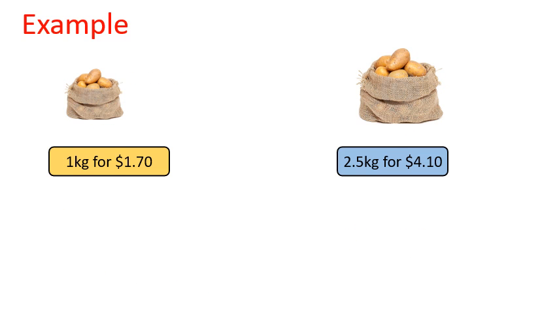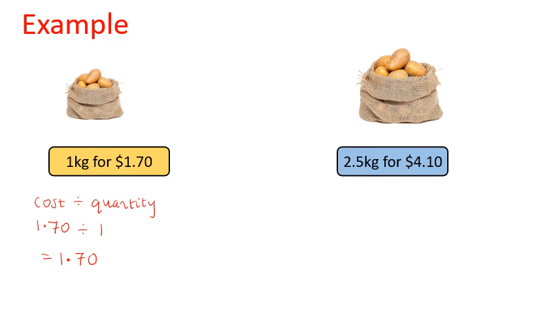Next example. We're trying to figure out which bag of potatoes is the best buy. So I need to work out the price per unit. So that's the cost divide by the quantity. So the cost of this one here is $1.70, and the quantity is 1 kilo. Pop that in the calculator and it equals $1.70.